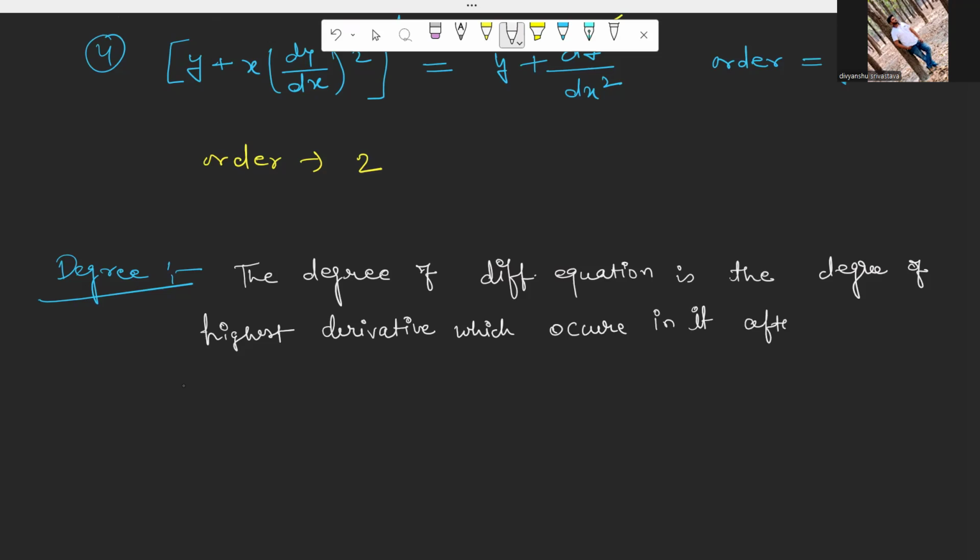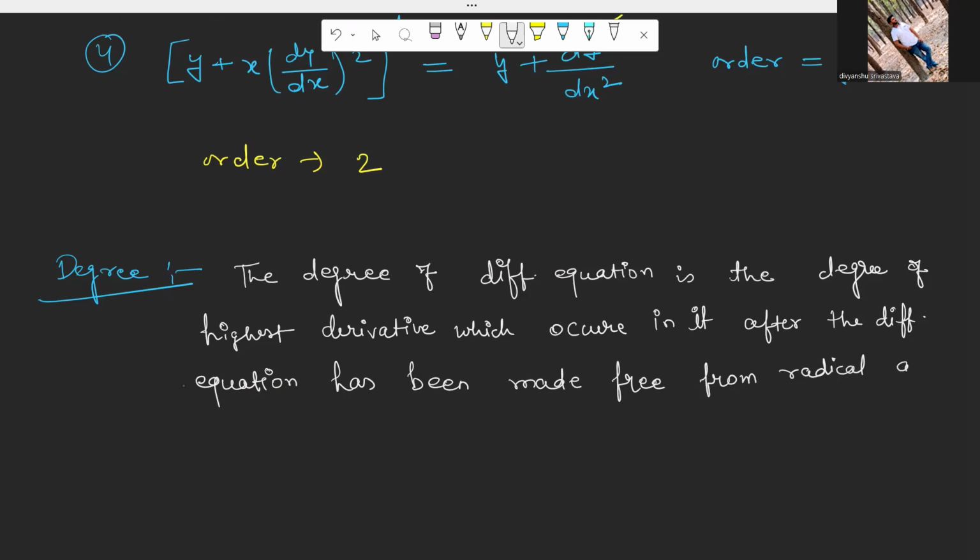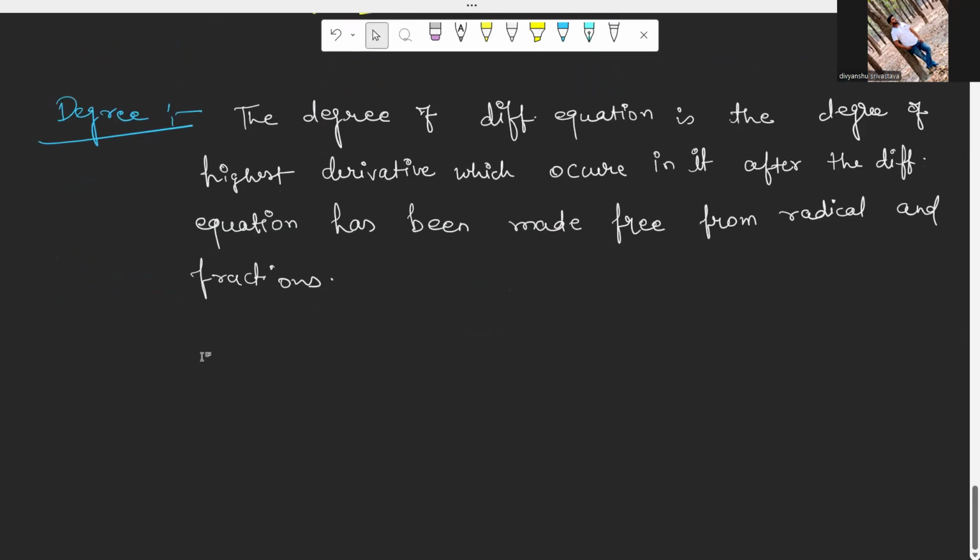The degree of the highest derivative that occurs in it after the differential equation has been made free from radicals and fractions. So this is the degree part, and now come to the question section.